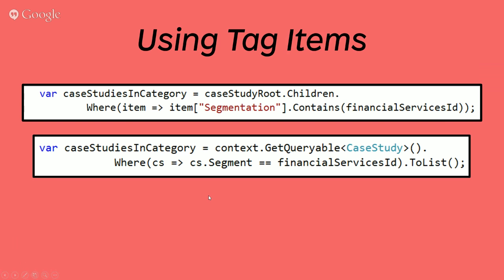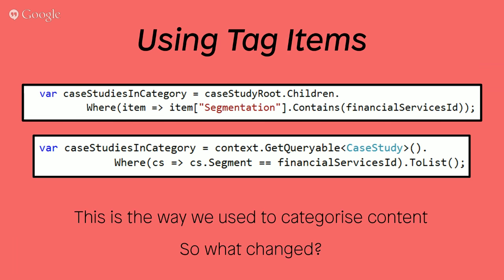In more recent times, you'd probably do that with a search. So you do a query of type case study and get the segment property where it contains the financial services ID. So there's two approaches to use that multi-field to get a list of case study items. As I said, this is the way we used to categorize content. Why don't we do that anymore?